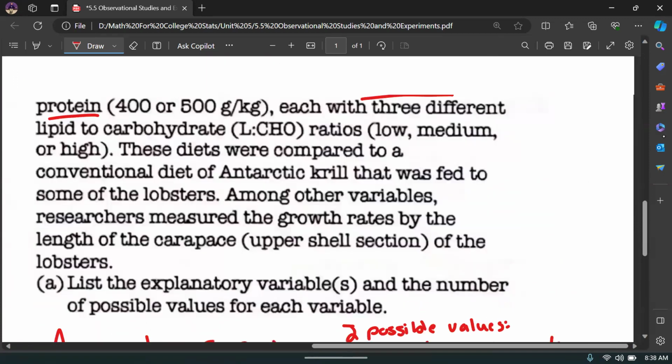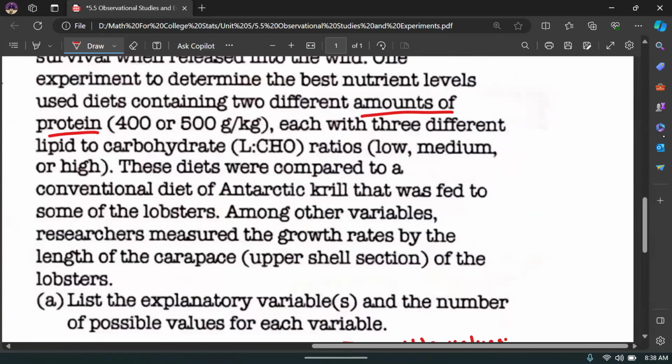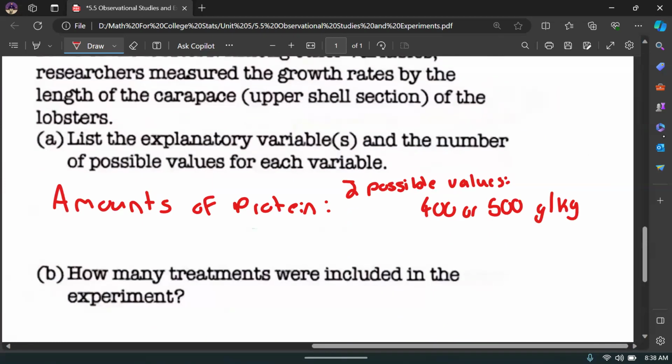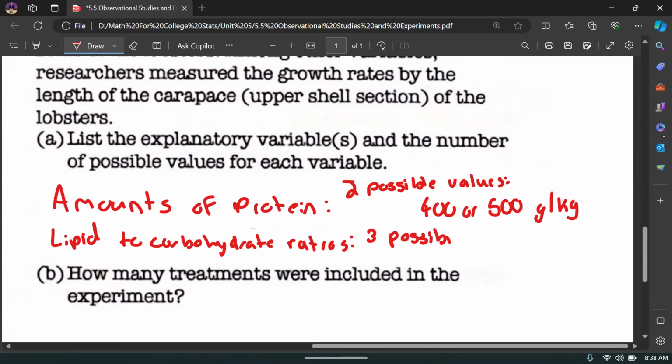All right. The other variable that they were tweaking was the three different lipid to carbohydrate ratios. So the lipid to carbohydrate ratios was the other thing they were tweaking. And of course, you saw they said there were three possibilities. Those three were, as it said, low, medium, and high. So there are two things they were tweaking about the diet, the amount of protein they get and the lipid to carbohydrate ratios they had.